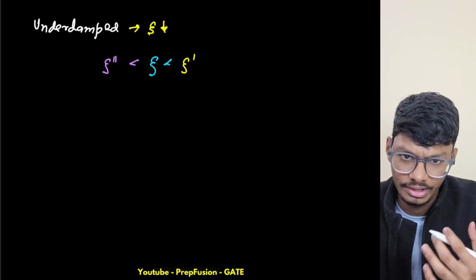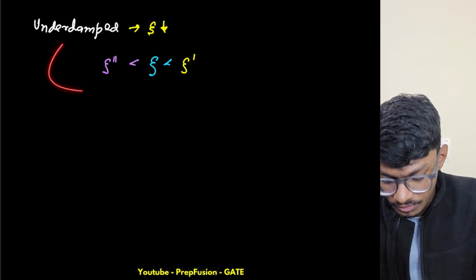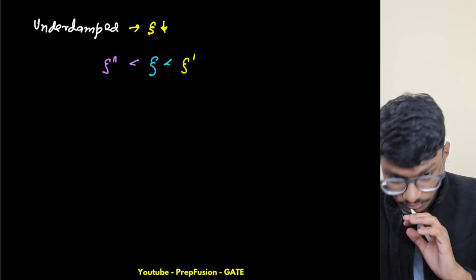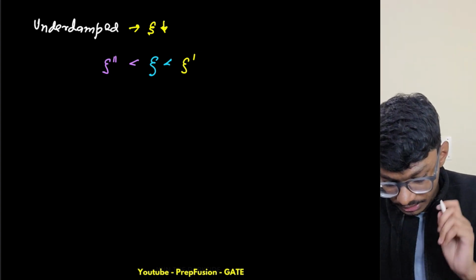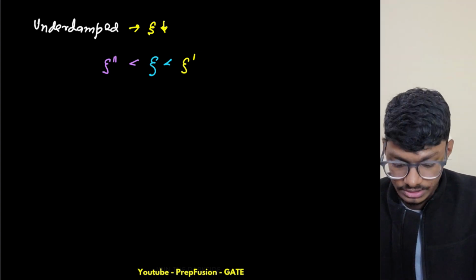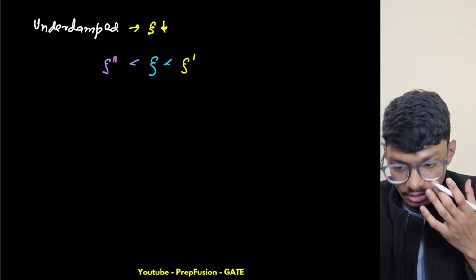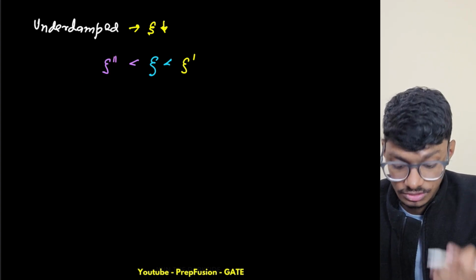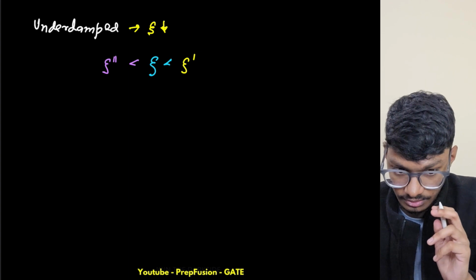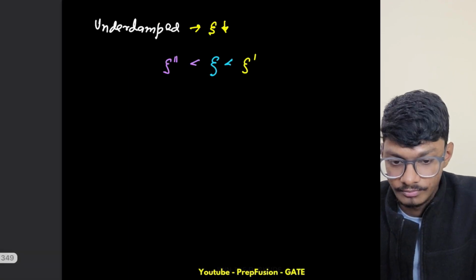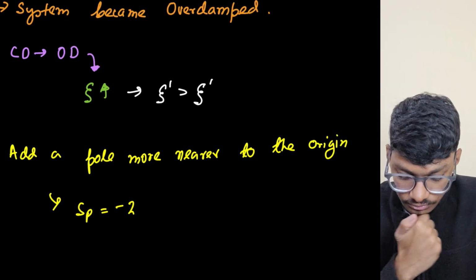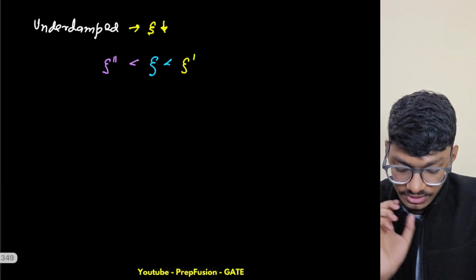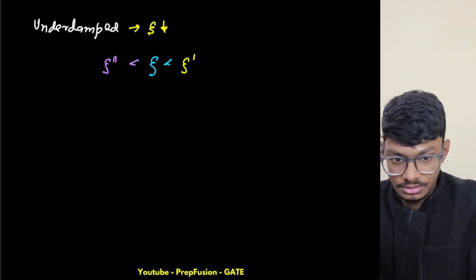You can calculate the zeta and omega n, and you will see how they are varying. We don't have time, so I won't do this much here. But just keep in mind one thing: if zeta is greater than 0.707, then no concept of bandwidth will come up. So what is happening is, if we add a pole closer to the origin, my zeta is reducing.